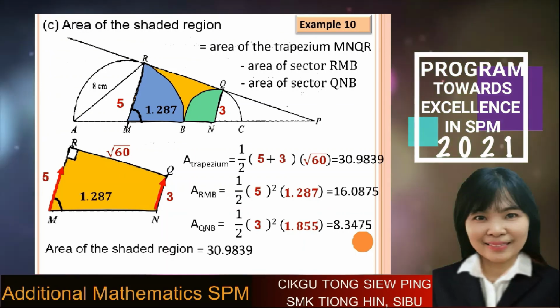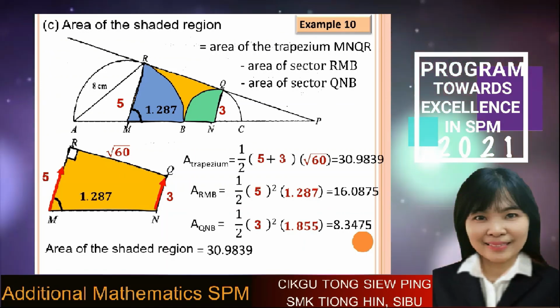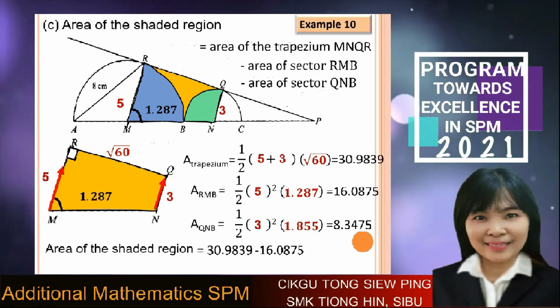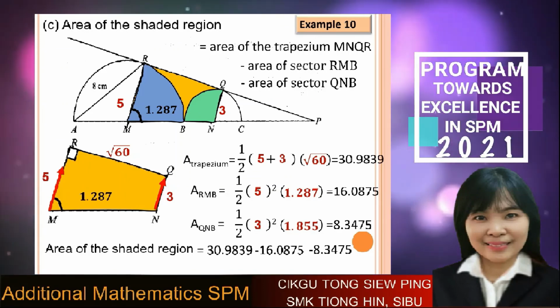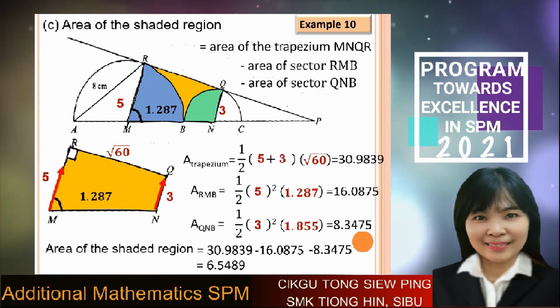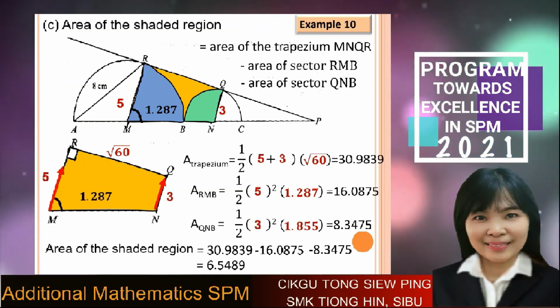The area of the shaded region is equal to 30.9839, subtract 16.0875, subtract 8.3475, and we get the final answer is 6.5489.